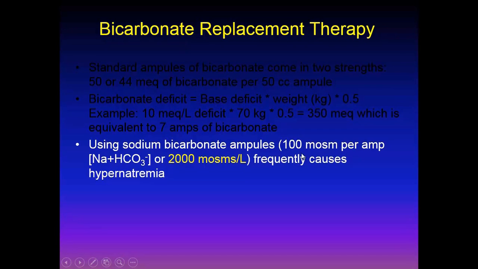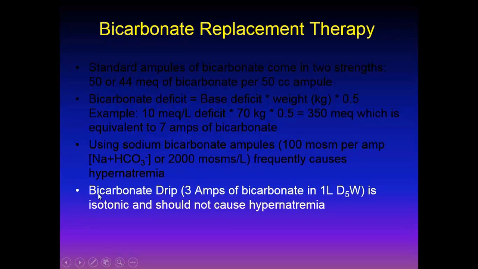Now, when we give sodium bicarbonate ampules, every ampule has 100 milliosms because the actual concentration is 50 milliequivalents of bicarbonate, but it's sodium bicarbonate. There's 50 milliequivalents of sodium, 50 milliequivalents of bicarb, so it's 100 milliosms for every 50 cc's. So on a per liter basis, it's huge. It's 2,000 milliosms per liter. It's very hyperosmolar, and when we give multiple amps, we almost always see hypernatremia. So beware, sodium bicarbonate pushes are very hyperosmolar.